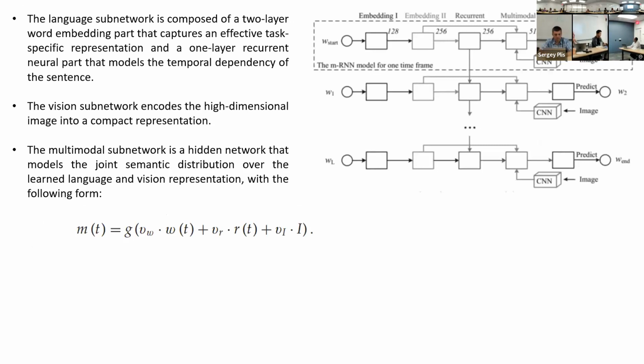So the language subnetwork is composed of a two-layer word embedding part, embedding one and embedding two, that captures an effective task-specific representation, and a one-layer recurrent neural part that models the temporal dependency of the sentence. And the vision subnetwork encodes the high-dimensional image into a compact representation. The multimodal subnetwork is a hidden network that models the joint semantic distribution over the learned language and visual representations.